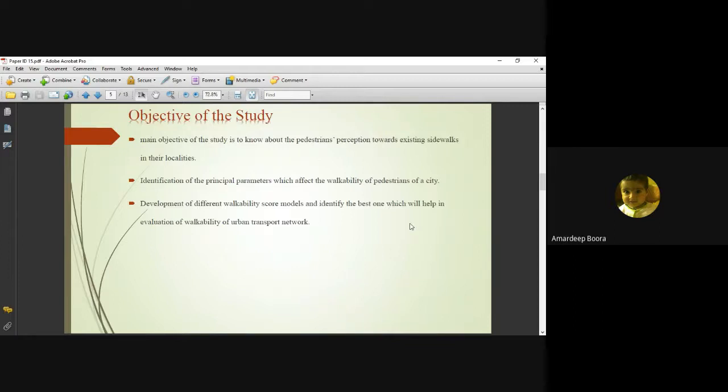The main objective is to know about pedestrian perception. What is their perception of those specific locations? What are the different parameters which, if we provide them, will bring some improvement in the walkability of those specific locations?